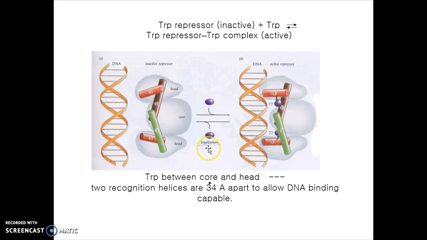In this case, Trp repressor itself just remains inactive because the two heads containing the recognition helix simply don't fit to the major grooves, which are two major grooves apart, 34 angstrom. As you see, the structures.